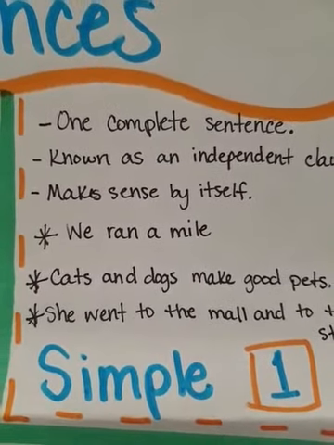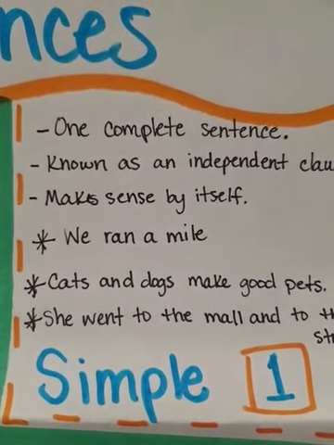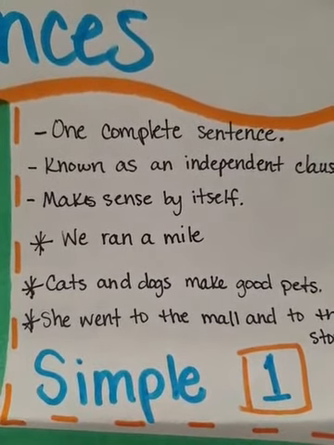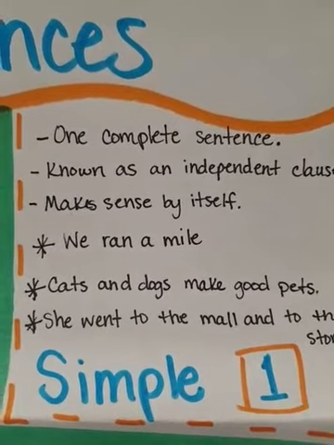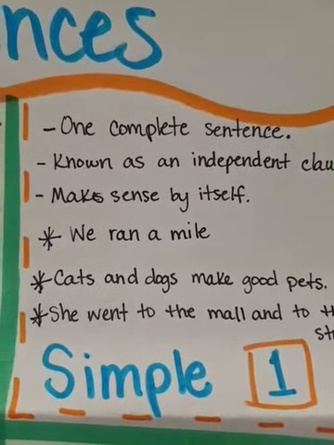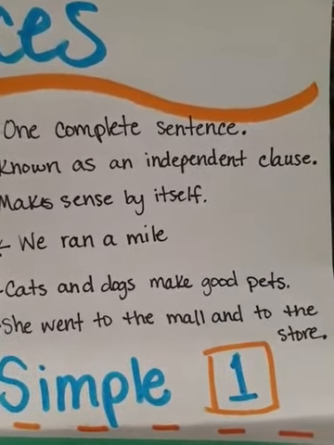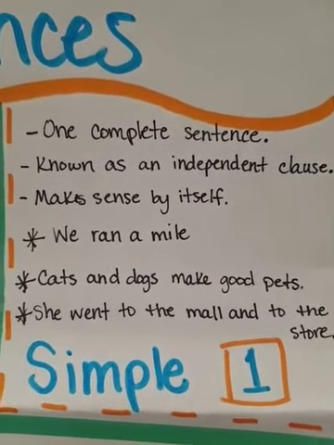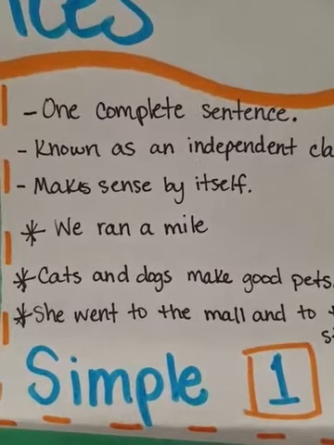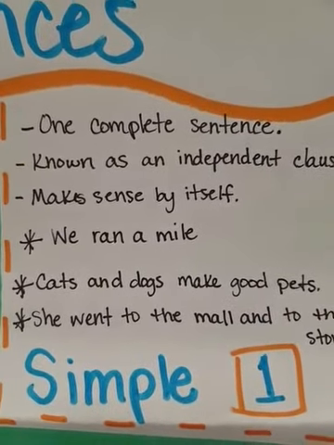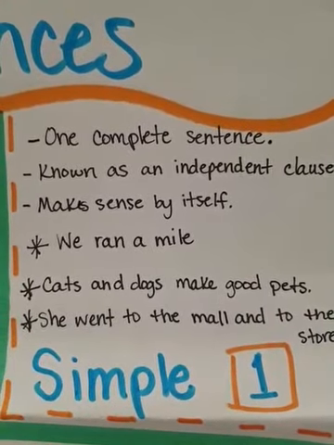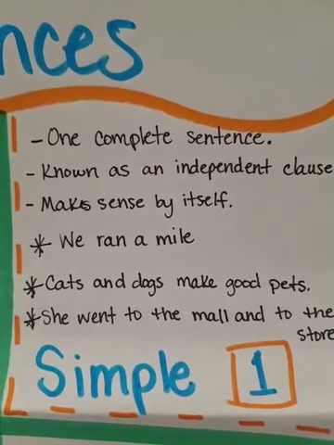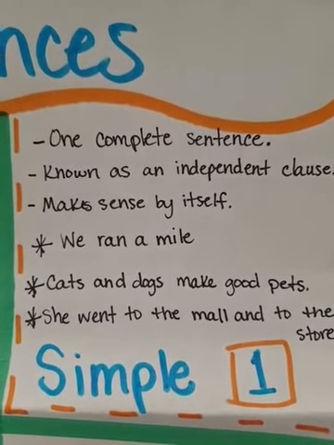And here are a few examples. We ran a mile. Cats and dogs make good pets. We went to the mall and to the store. Or she went to the mall and to the store. Okay, so we've got complete sentences, meaning there's just one thought, one complete thought.